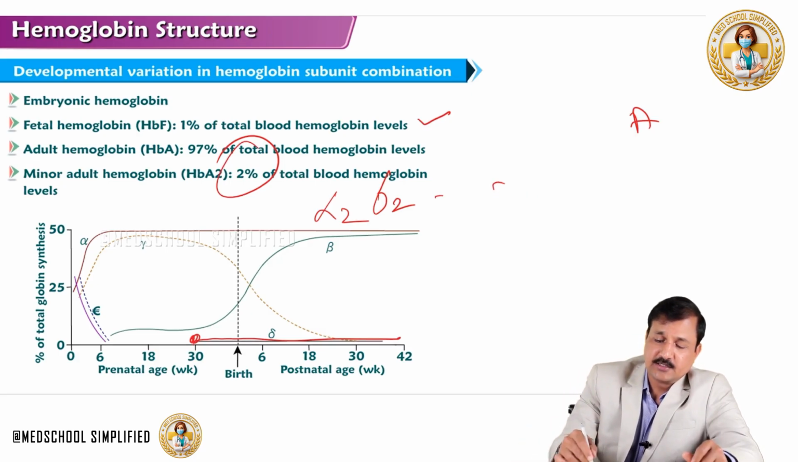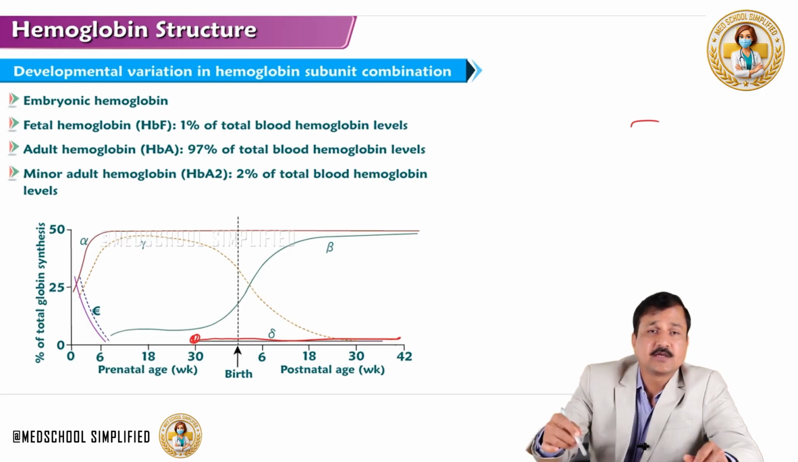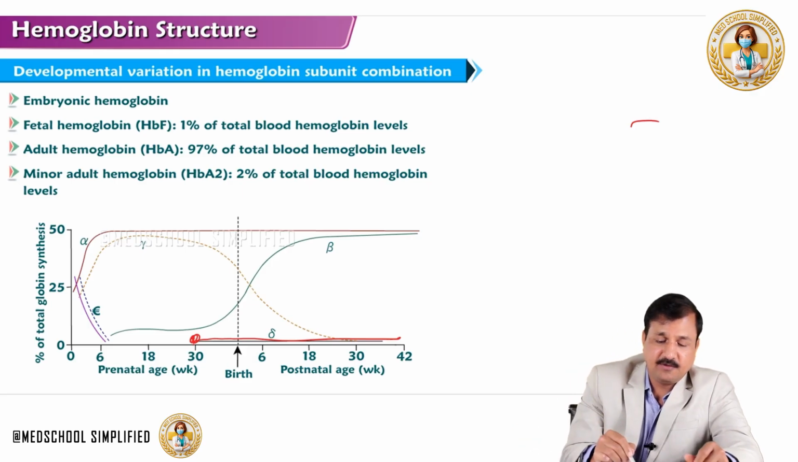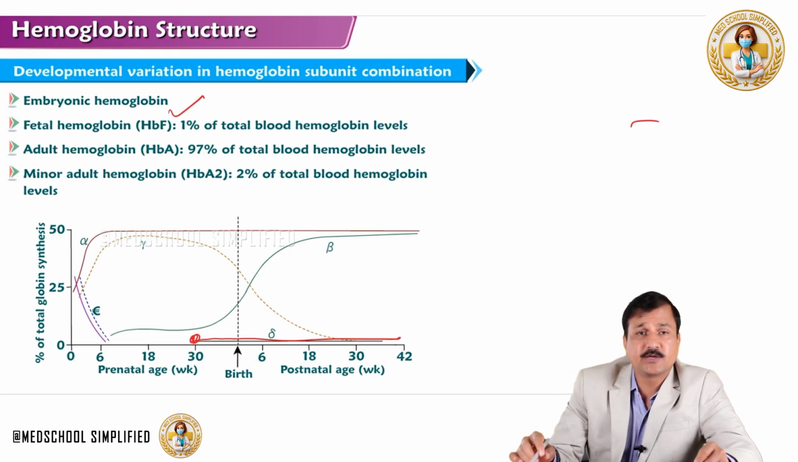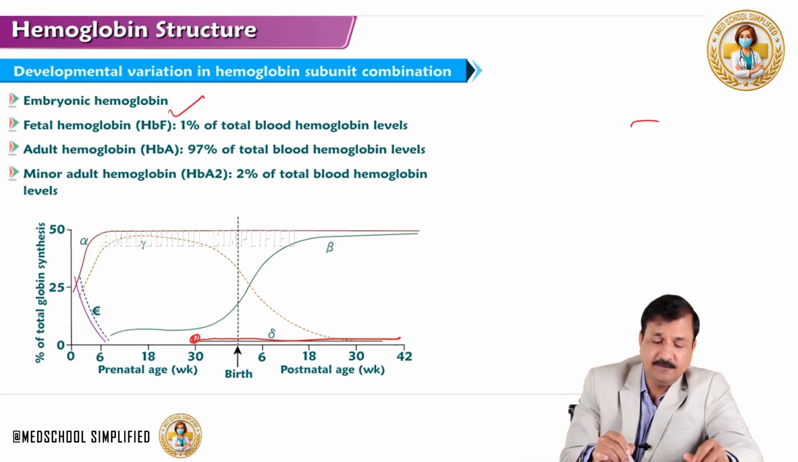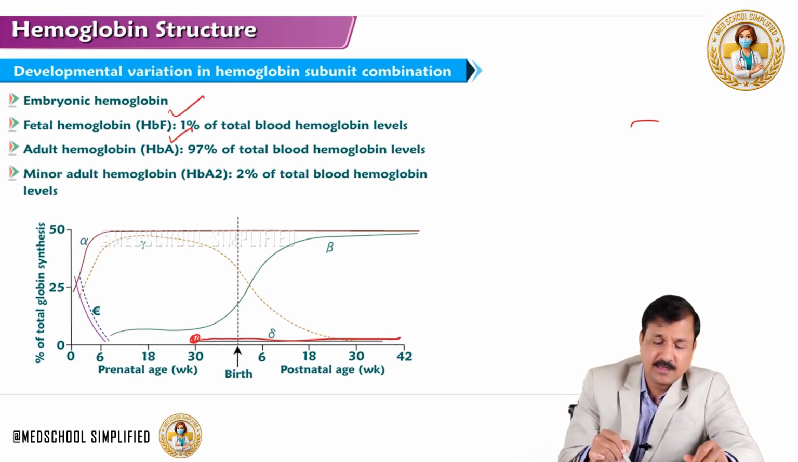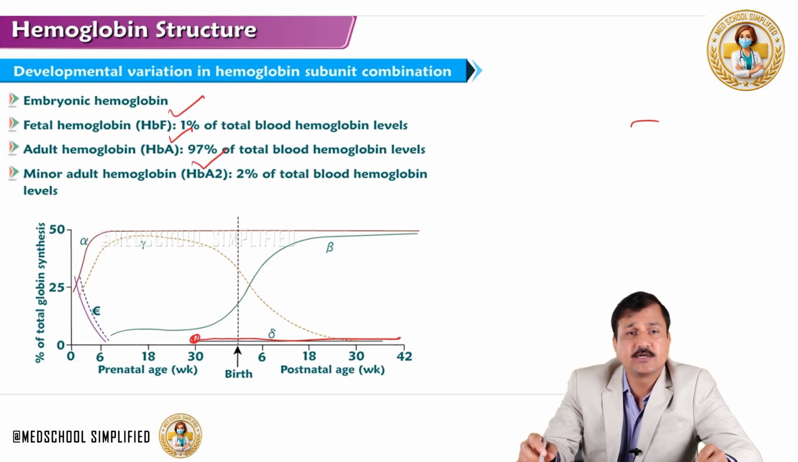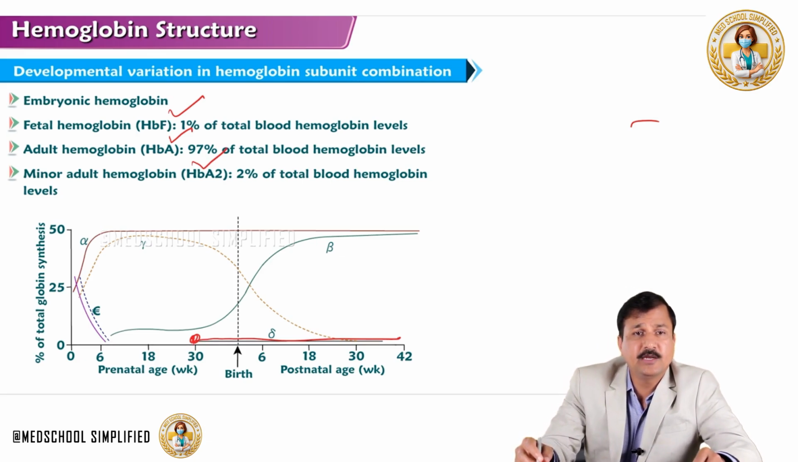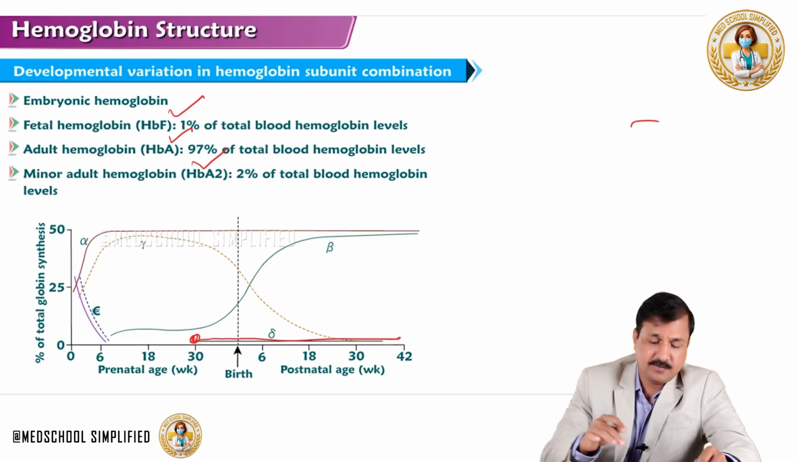So like this, different hemoglobin molecules can be found in our blood, especially in the red blood cell. It can be fetal hemoglobin, which is around 1% of total hemoglobin that we see, adult hemoglobin HbA, which is 97% of the total hemoglobin, and HbA2, minor adult hemoglobin, which is 2% of the total hemoglobin that we see in our blood.